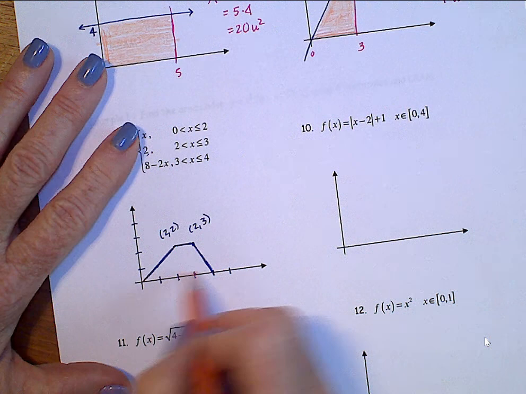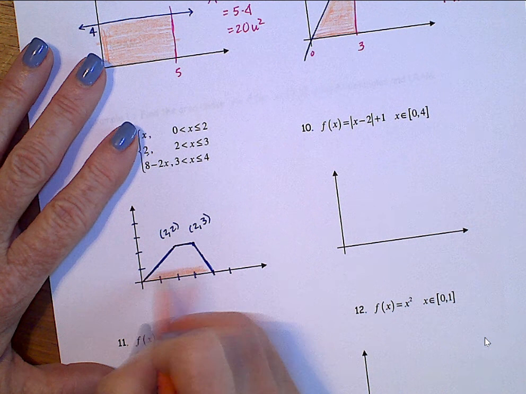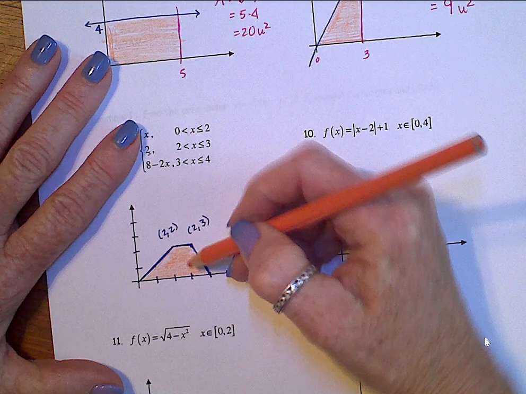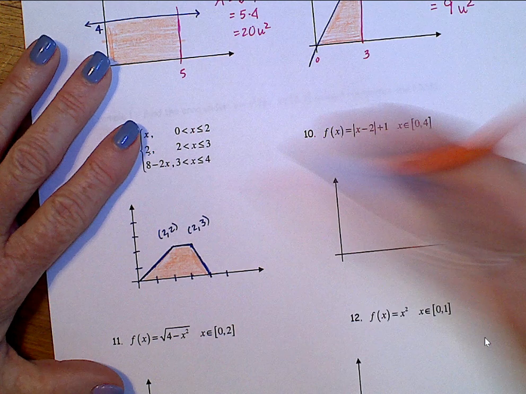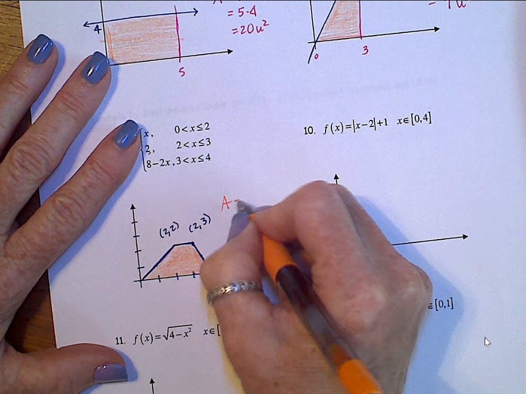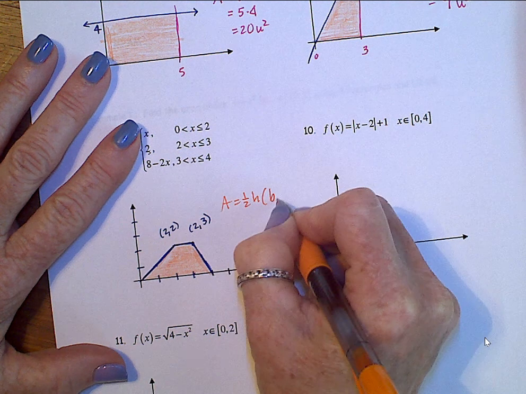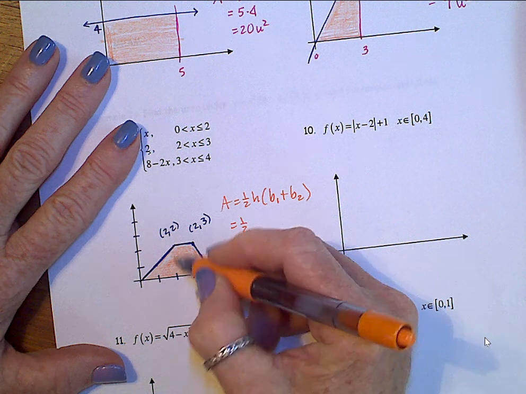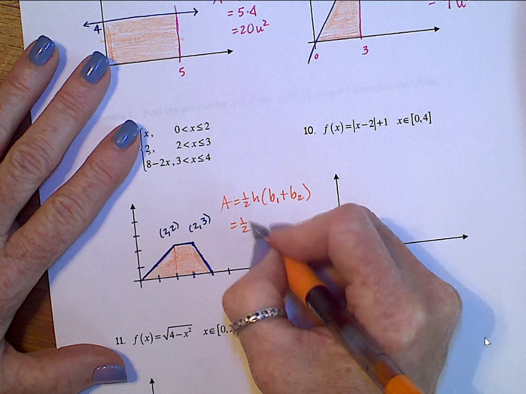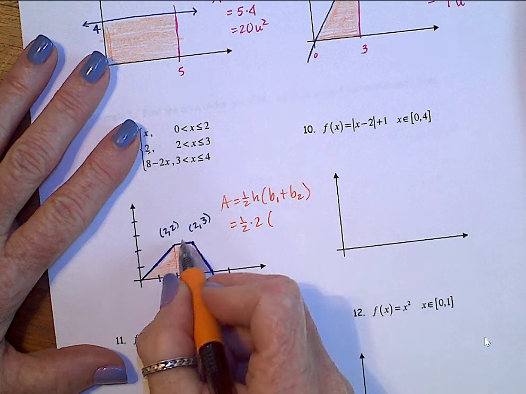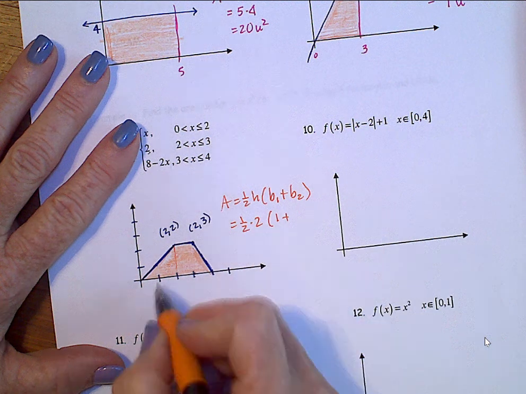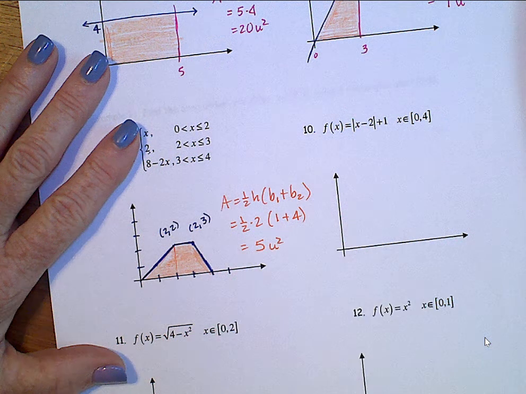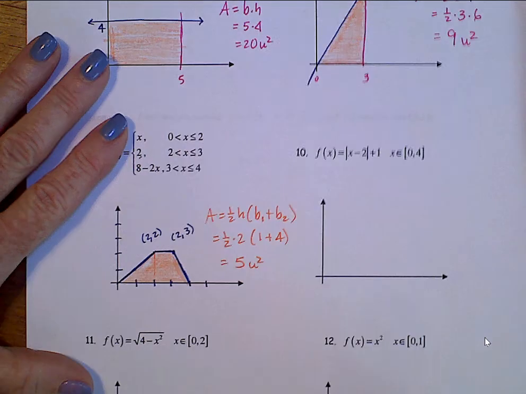And we have a trapezoid. Again, you can divide this up into rectangles and triangles, or you can remember the formula for area of a trapezoid. 1/2 height times the sum of the bases. Height is 2. Top base is 1. Bottom base 4. And that area is 5 units squared.